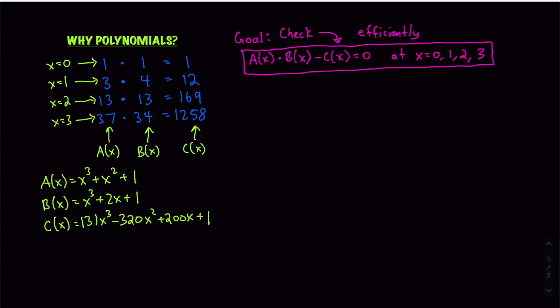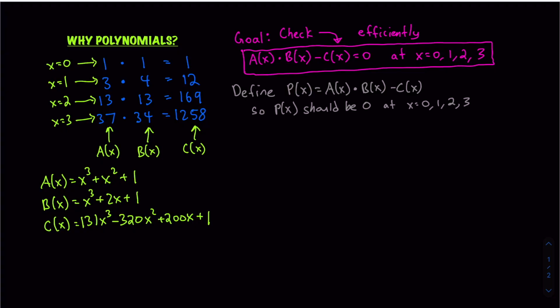Let's define a polynomial to represent the left-hand side of our equation. P of x equals a of x times b of x minus c of x. Now we want to check that p of x equals 0 at x equals 0, 1, 2, and 3. Another way to say this is that p of x has roots at those points.